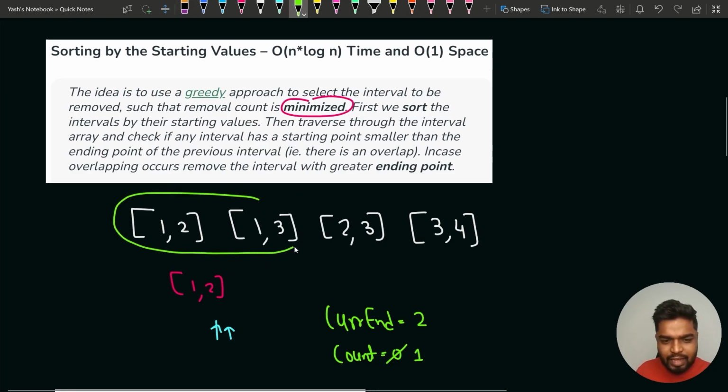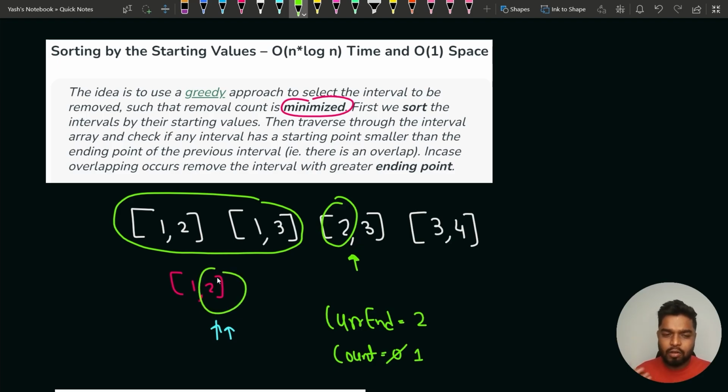Now next up you'll go to the next interval. Does it overlap? For overlapping, the condition is that the starting should be less, but here the startings are equal, so they are not overlapping. Because for the condition of overlap, we need to consider that the current ending is greater than the starting of the next interval, but that is not so here. So that is why there is no overlap here.